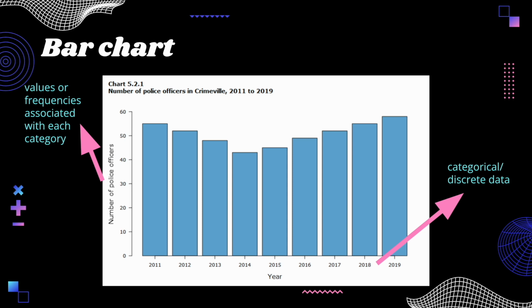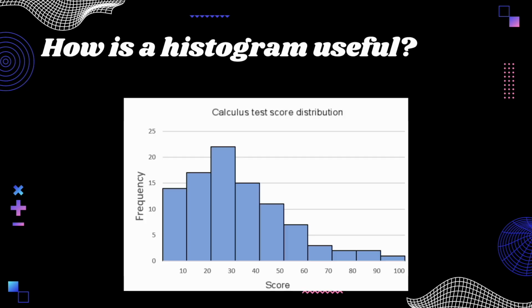A bar chart is a graphical representation that displays categorical or discrete data. This is essentially anything that's not continuous. The x-axis represents different categories or groups under analysis. The y-axis represents the values or frequencies associated with each category. In a bar chart, the bars are separate from each other with gaps between them. This indicates that the categories represented on the x-axis are distinct and not part of the continuous range.